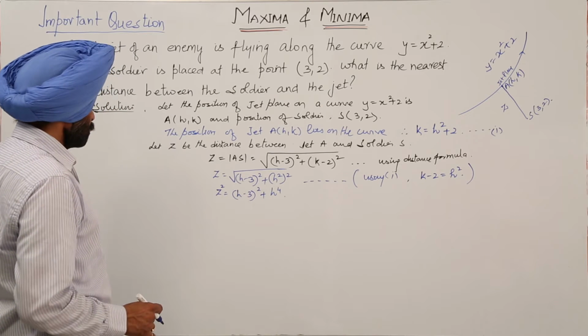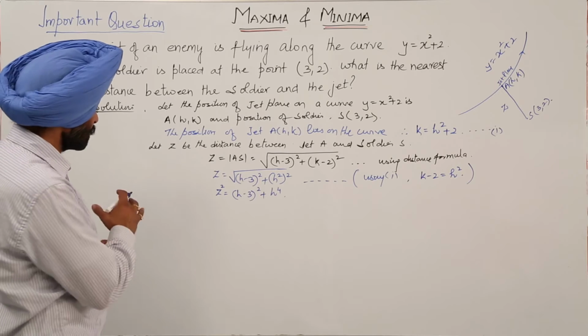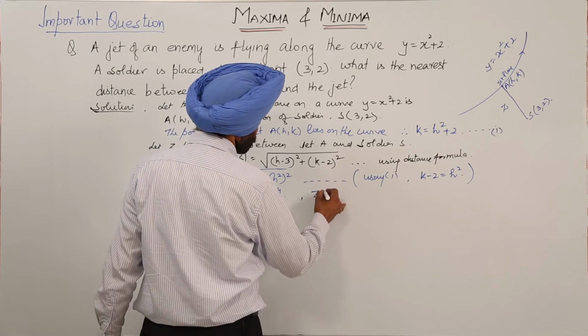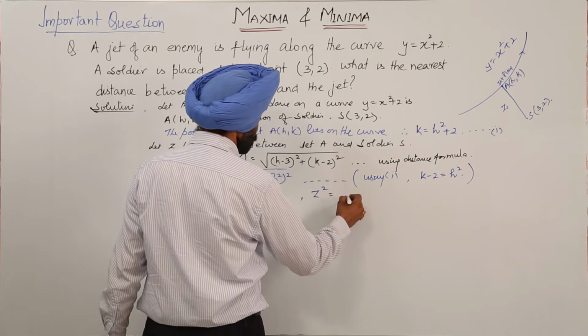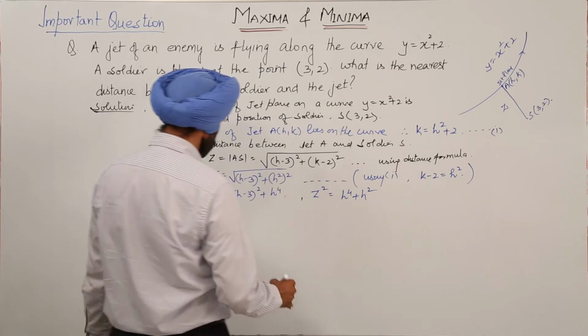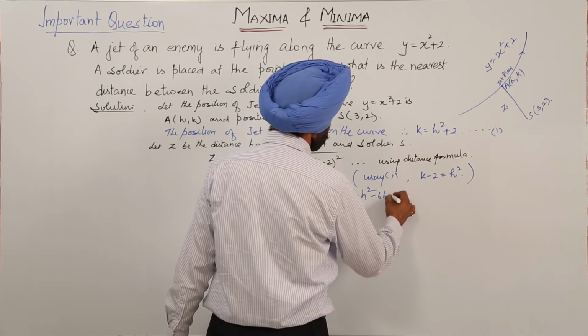Now we can further expand it, so that the differentiation part becomes easy. Let's expand it. Now we have h to the power 4 plus h square minus 6h plus 9.